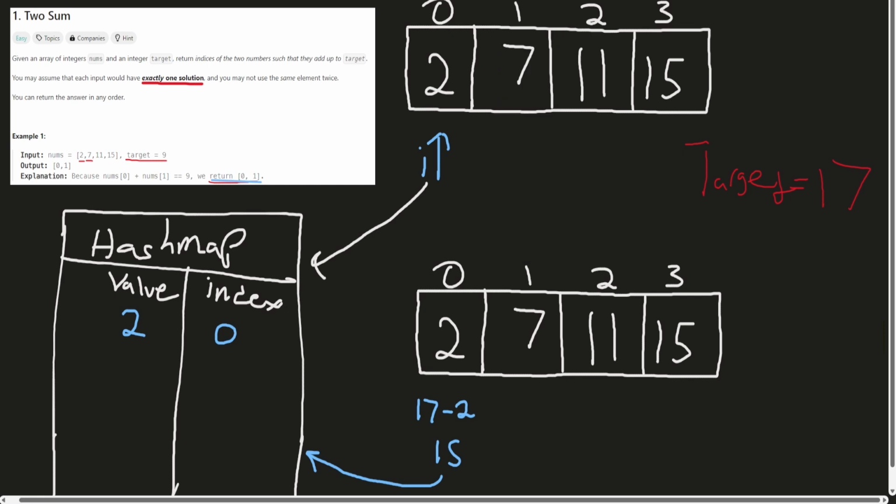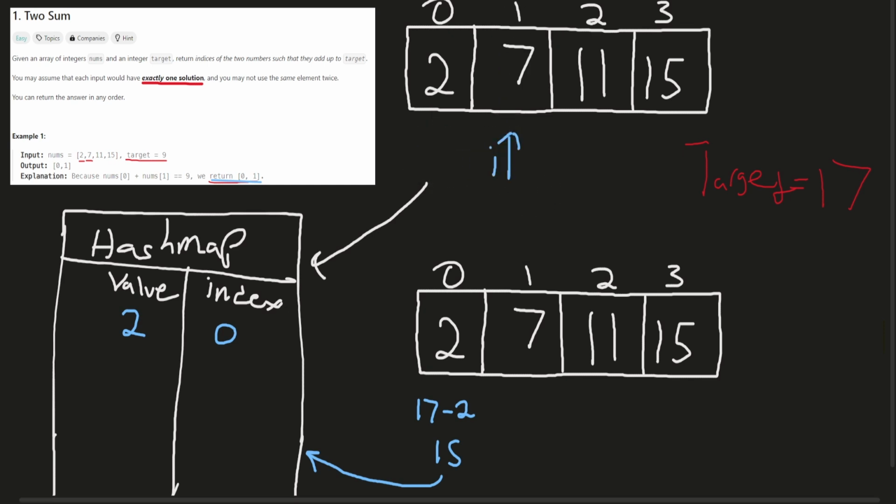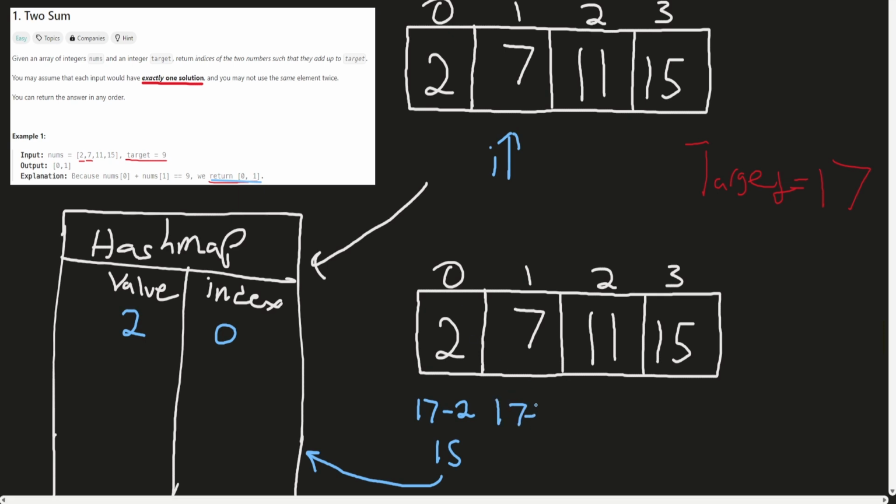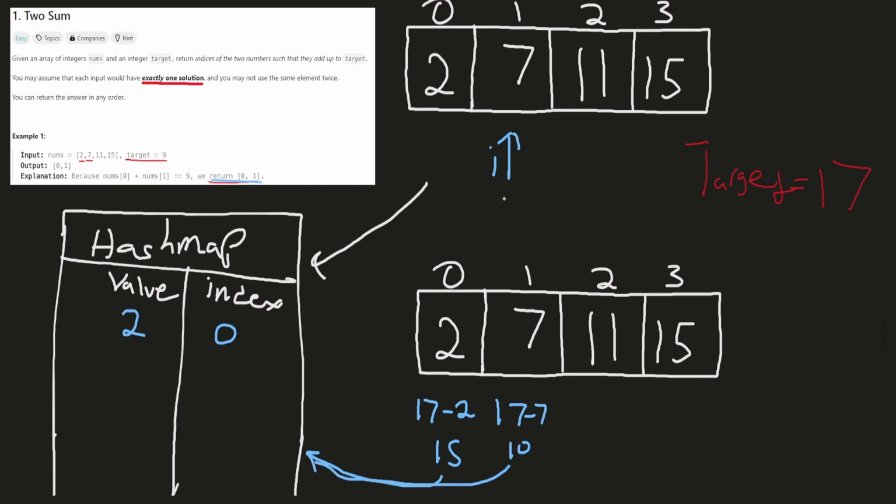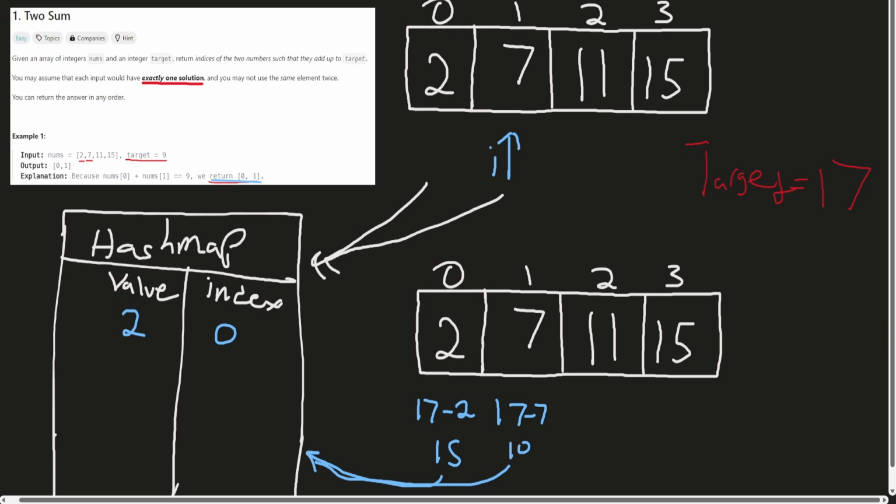We move to the next. Index is at 1. So we move down here, we check, okay, target minus current value, that's a 10. Boom, we check if there's a 10 in our hash map. There's no 10, so we go back up here. We add it to our hash map. So we have a 7 as our value, and 7's index is 1. So we're on to the next.